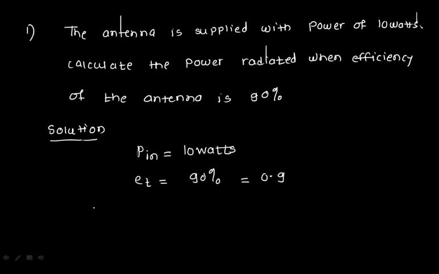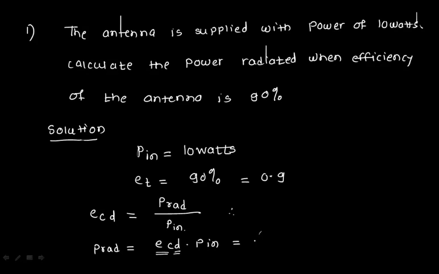Now we know how we are going to solve this. ECD is equal to P radiated divided by P in. So how can I calculate this P radiated? P radiated is equal to ECD into P in. They have not given any reflections or anything like that, so I can consider that ECD is nothing but ET, which is 0.9. So I'll just write here 0.9 into 10 watts of power, which comes to 9 watts.